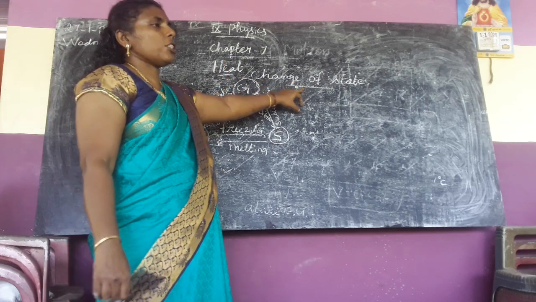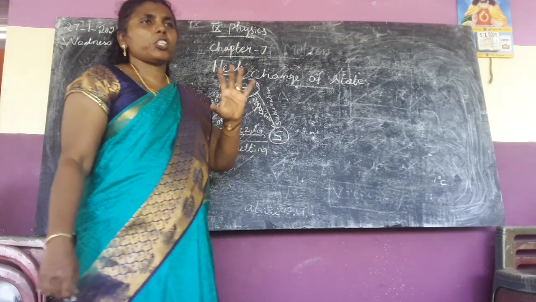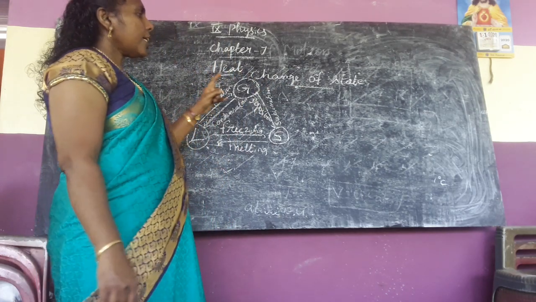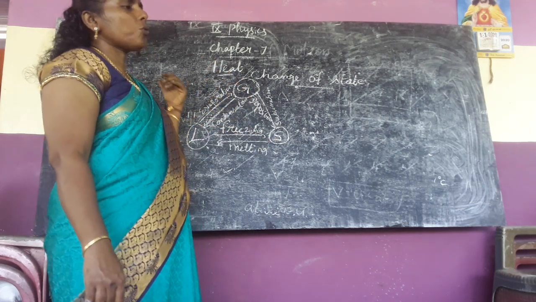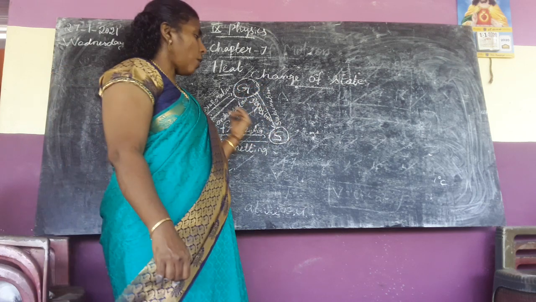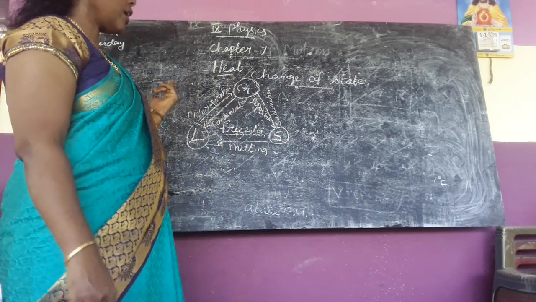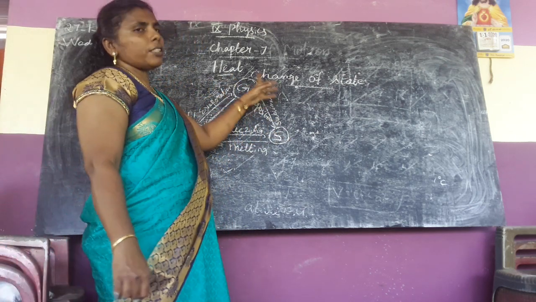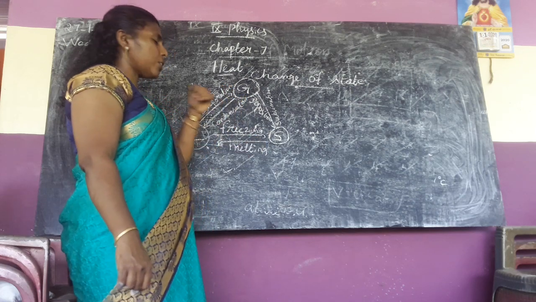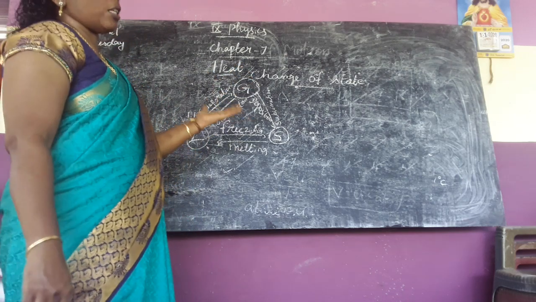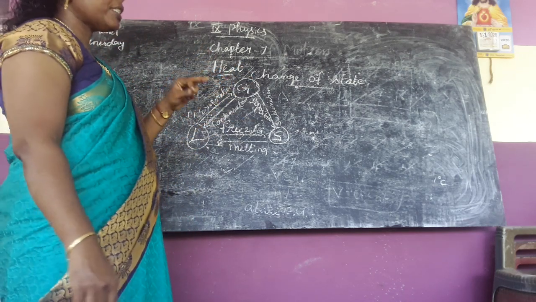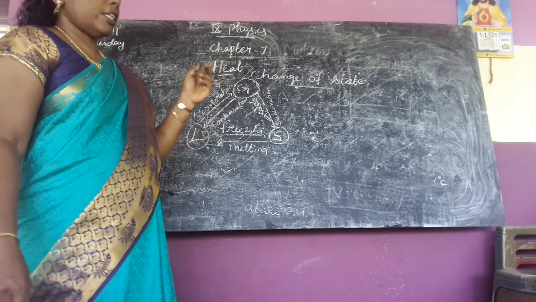So what is change of state? First we have to write the definition. Change of state is the process of changing one state to another. One state to another is called change of state. How will it change? Solid state to liquid state, the liquid state to gaseous state. Like that it will change. The process of changing one state to another state is called change of state.